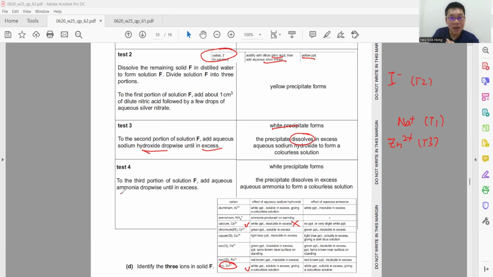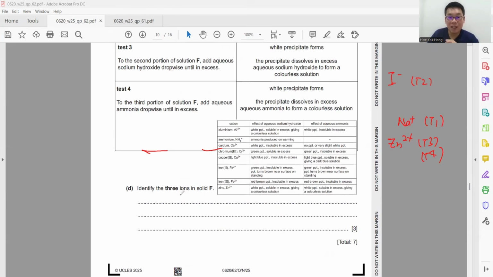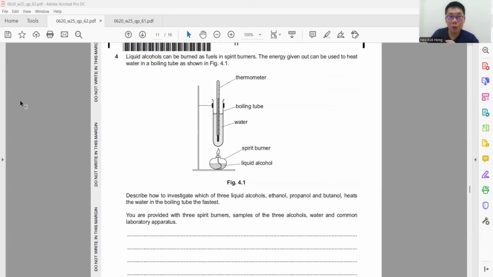Test 4, they add ammonia dropwise until it's in excess. A white precipitate dissolves in excess. If the white precipitate is insoluble, it cannot be. A white precipitate soluble in excess, so we can confirm it's zinc again. Then they ask us to identify the 3 ions in solid F, so we already identified them based on test 1, test 2, and test 3. 3 marks. Last, we go to question number 4.